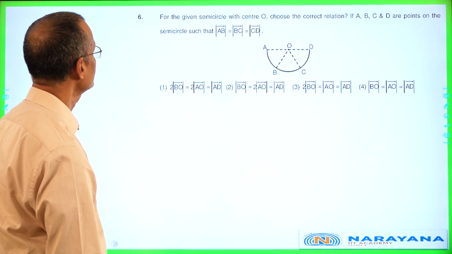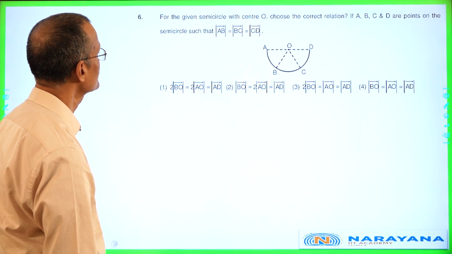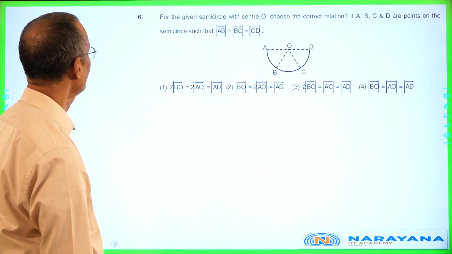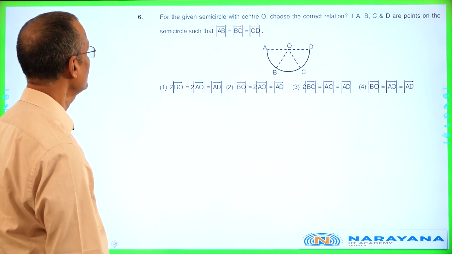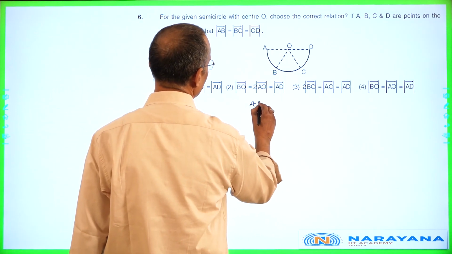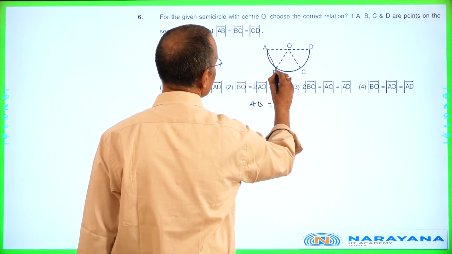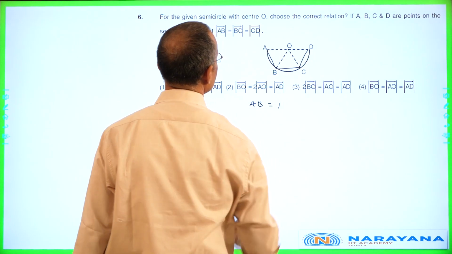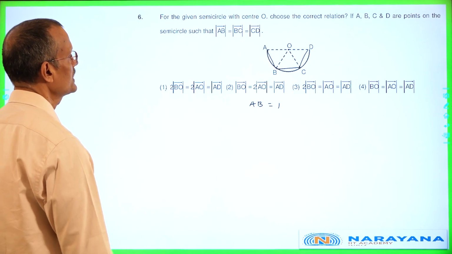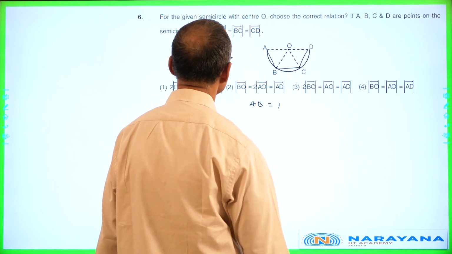This is from vectors. Previous day also vector problem was there. For the given semicircle with center at O, choose the correct relation. A, B, C, D are points on the semicircle, okay, given. AB equal to BC equal to CD. They had given you AB, no problem. Means this distance equal to this distance equal to this distance. Then what they ask you, choose the correct relation.